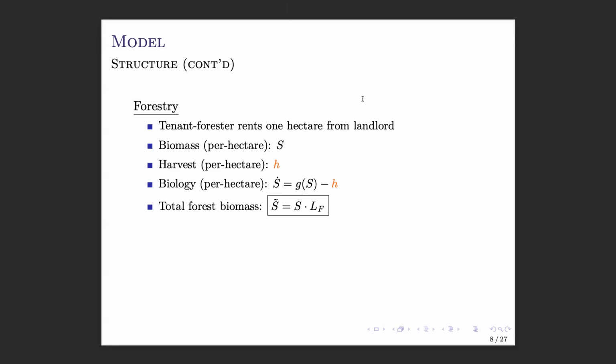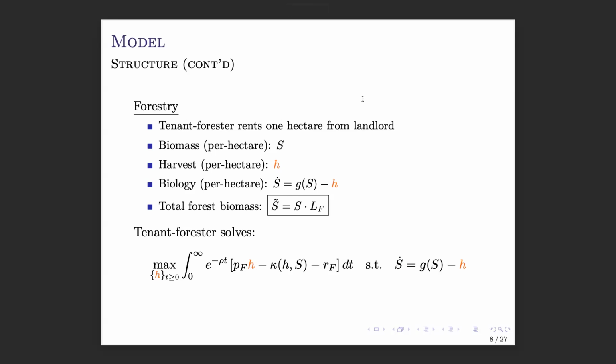And so total forest biomass is then, that is like in the aggregate, S tilde is the aggregate thing, whereas S without a tilde is the per hectare object. So one of the interesting objects of analysis here, the thing that I think most closely corresponds to the empirical object I'll be talking about, is this S tilde, right?